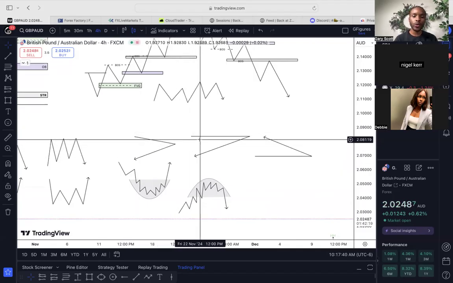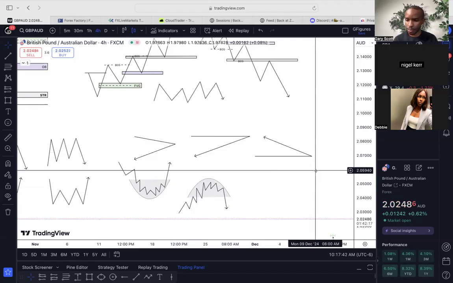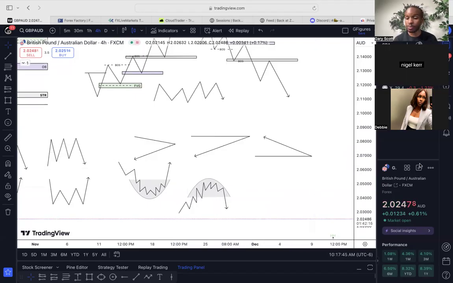Then, is it better to use line charts to identify these patterns? You most definitely can. You most definitely can use a line chart to identify the patterns if it makes it a little bit easier for you, for sure.